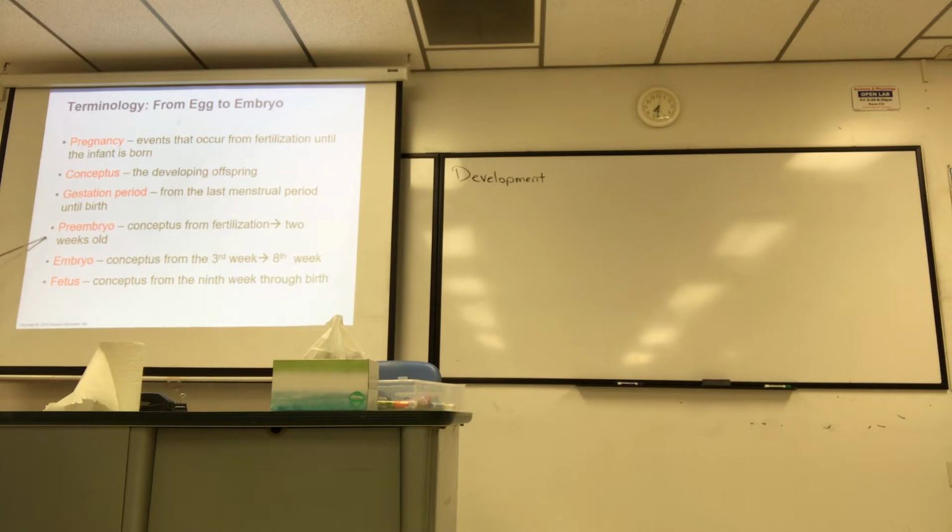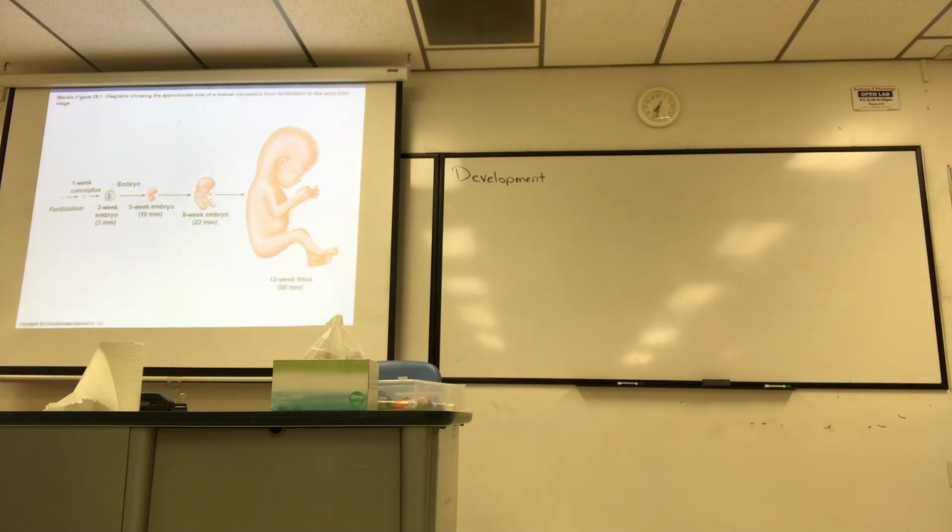Pre-embryo. That's used to describe a developing baby from fertilization to 2 weeks. And this is where we're going to spend the most time talking about development. What happens during the first 2 weeks after the sperm fertilizes the egg? From week 3 to 8, that's called an embryo. And then fetus is 9th week through birth. When we get to the embryo stage, we'll focus mostly on how the placenta works. So in one lecture, that's basically what we can do.